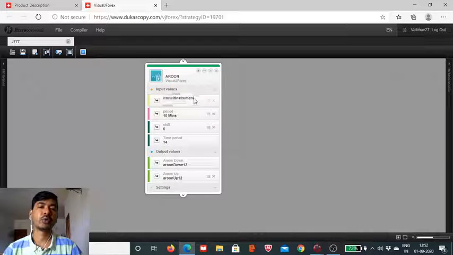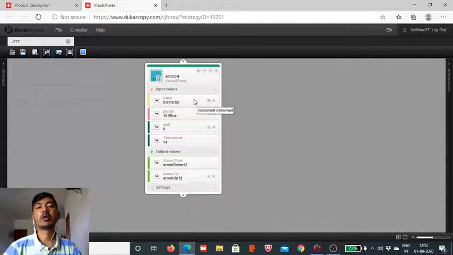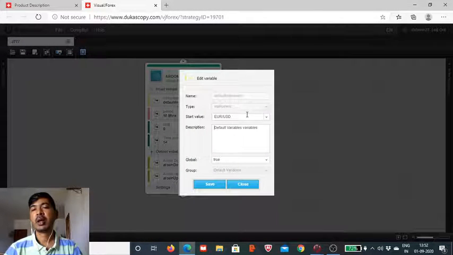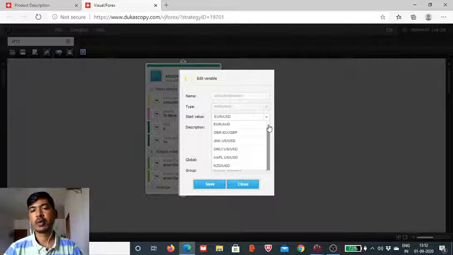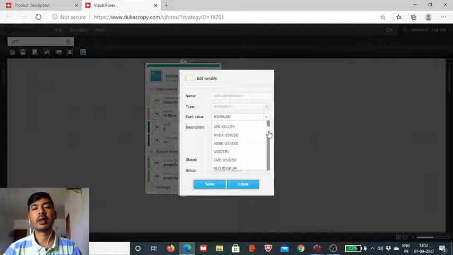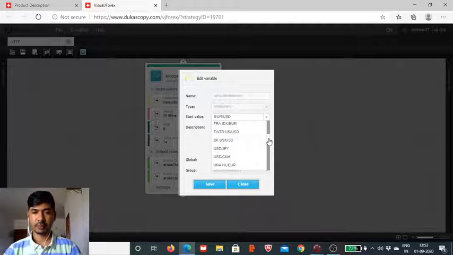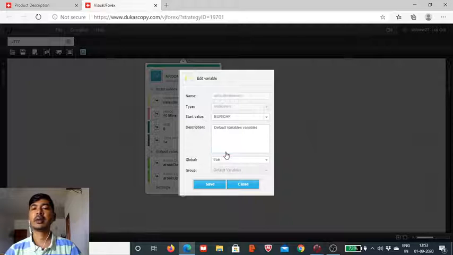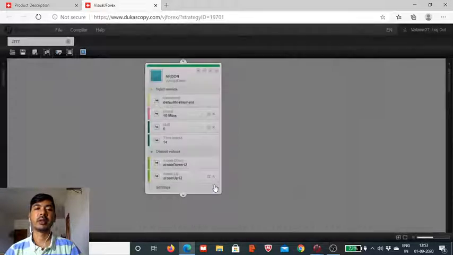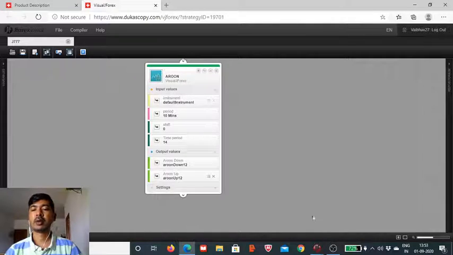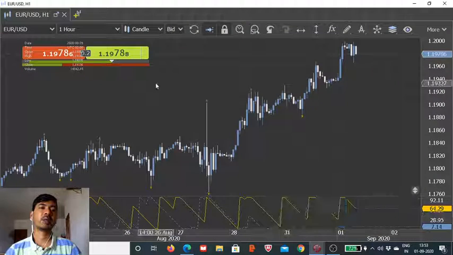For that, we have to choose the default instrument, the instrument on which we want to develop the algorithm. Here you have the listing from Euro USD to all other currency pairs which are supported on the JForex platform. You can use any of the underlying instruments. If we use say Euro CHF, we can do that. Okay, for today's session we take Euro CHF. I will change it on the chart as well.